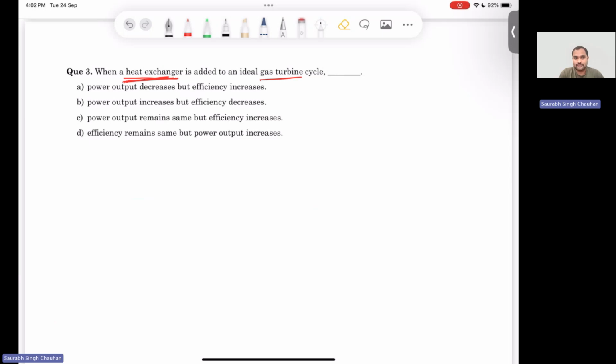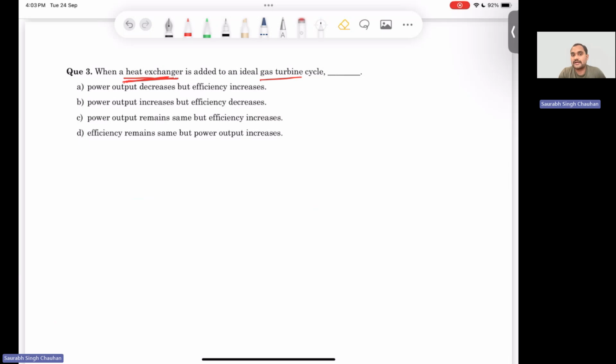Okay, so it is some sort of waste heat recovery, but it will not affect the total work output. The total power output will not change, because you are not disturbing the turbine. The turbine is just functioning as usual. So there is no change in the total work output, but the efficiency will increase.